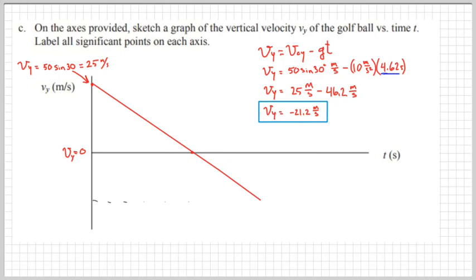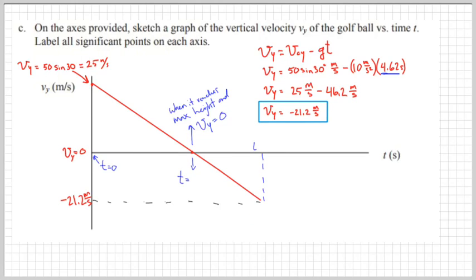So we can show that on my graph now. Let's say that point right there is minus 21.2 meters per second. Okay, so here at this point I'm going to label when it reaches the max height. It's right there in the middle. I have some times I can write. I have t0 all the way on the left. I have t final, which I know is 4.62 seconds. That's when it reaches that minus 21.2 meters per second.